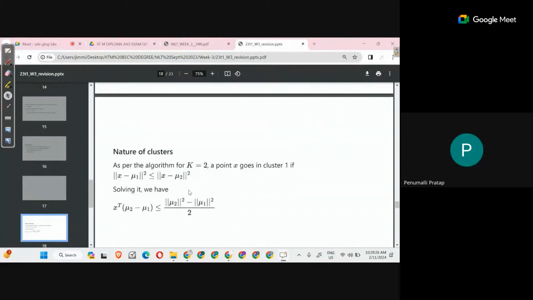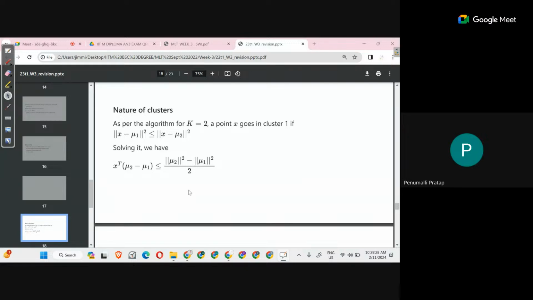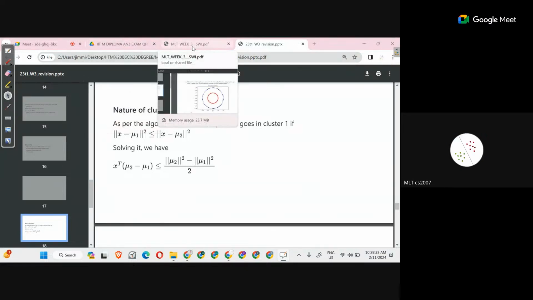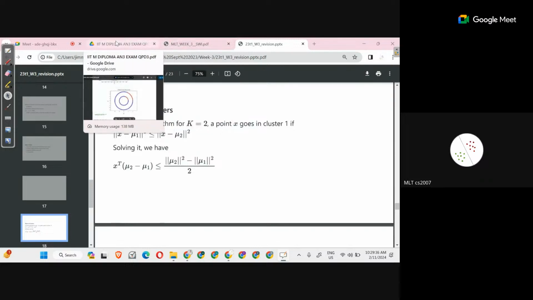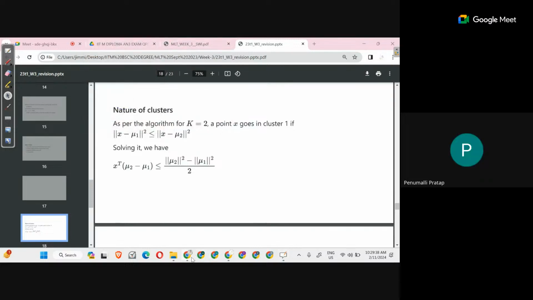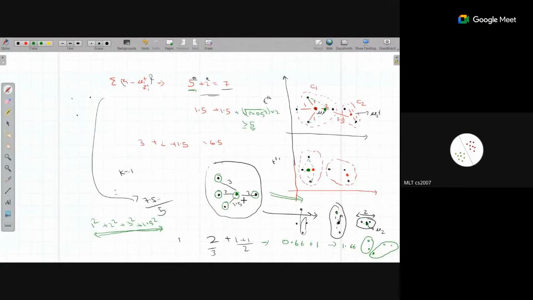Yes, sir. In that example, what is the maximum number of partitions we can have? See, here we had 5 points. The minimum value of k is 1, so in this bigger circle all points fall into a single cluster. The maximum number of clusters here can be 5.